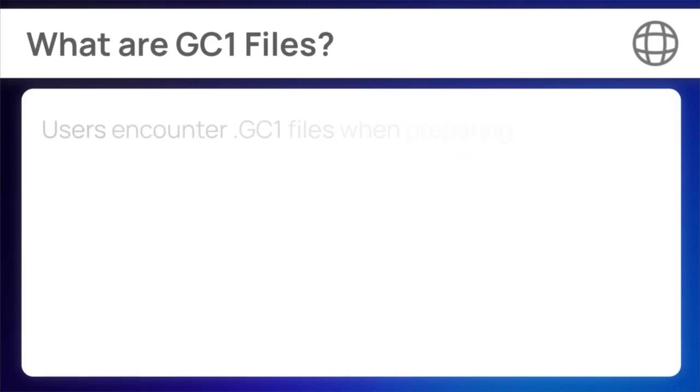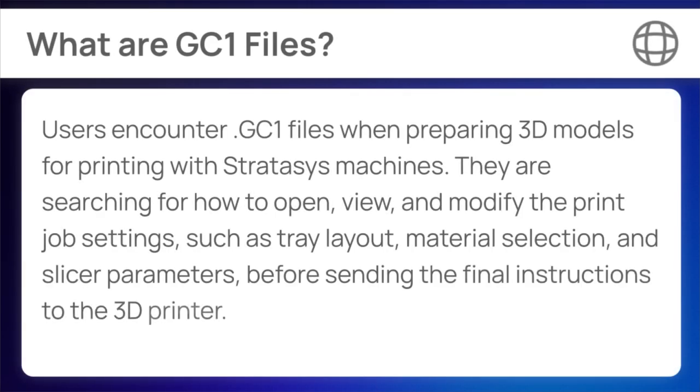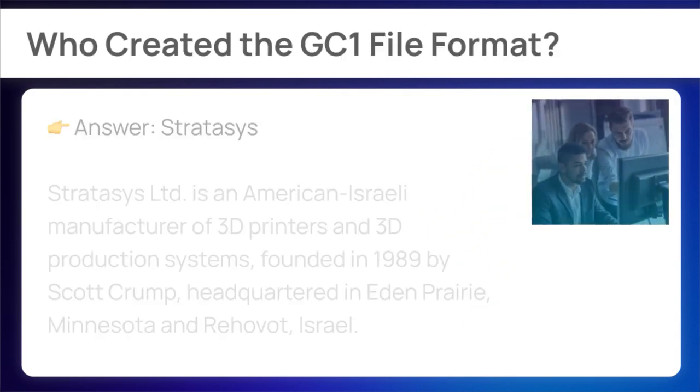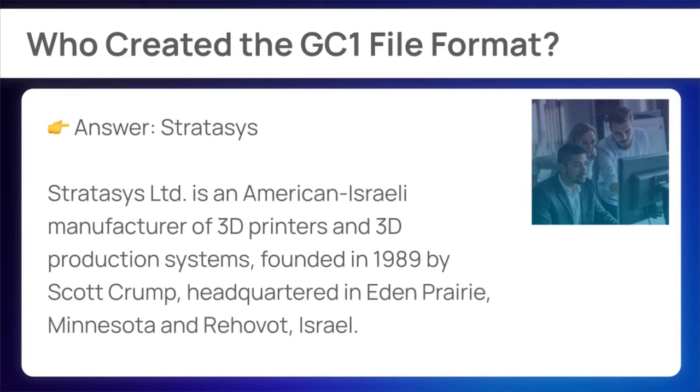Users encounter GC1 files when preparing 3D models for printing with Stratasys machines. They are searching for how to open, view, and modify the print job settings, such as tray layout, material selection, and slicer parameters, before sending the final instructions to the 3D printer.